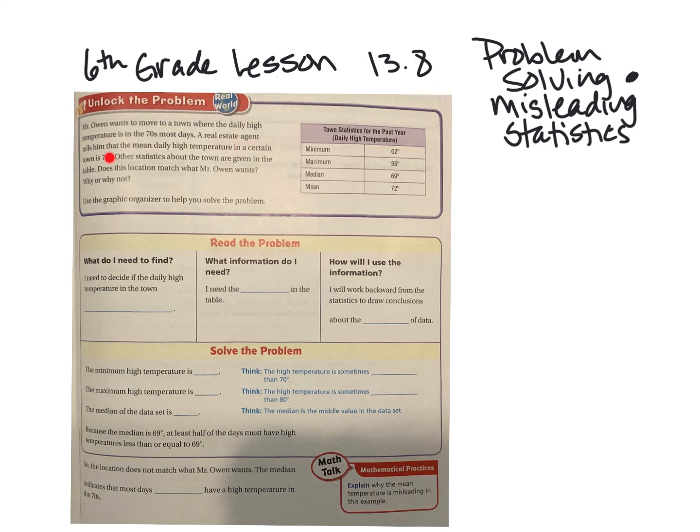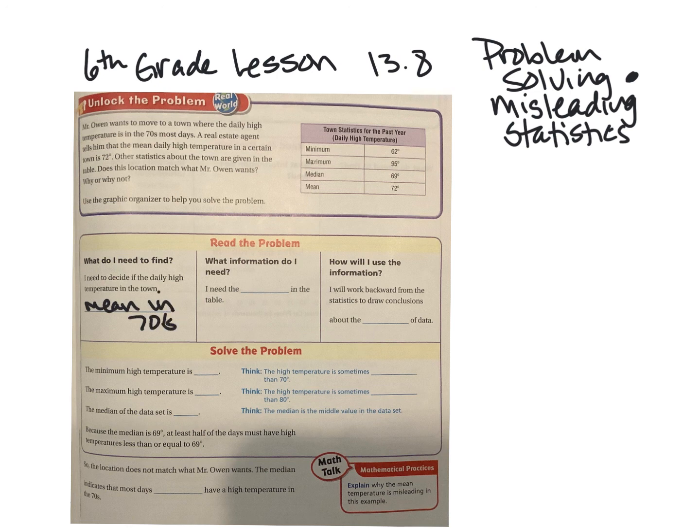A real estate agent tells him that the mean daily high temperature in a certain town is 72 degrees. On average, most days are 72 degrees or right around there, is what the real estate agent tells him. Other statistics about the town are given in the table here. Does this location match what Mr. Owen wants? Does it match what the real estate agent said? Let's find out. I need to decide if the daily high temperature in the town is a mean temperature of something in the 70s.